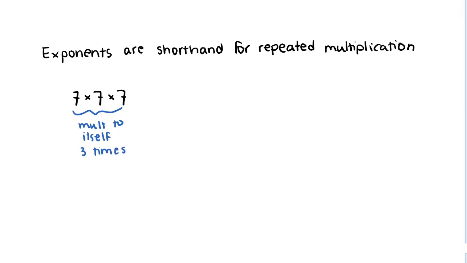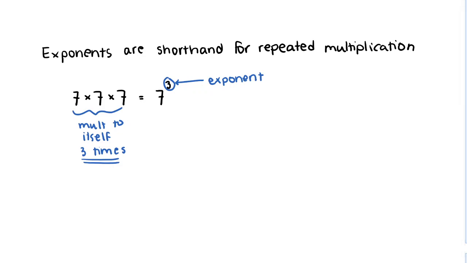Well, here, using exponents, we can rewrite this as 7, right? The number that's being repeatedly multiplied, and then in the top right corner as a smaller number, we can write what we call an exponent, which is the number of times we're going to multiply that number to itself. Right, so this 3 is really telling us the same thing, that we're going to multiply 7 to itself 3 times. This is what we call an exponent.